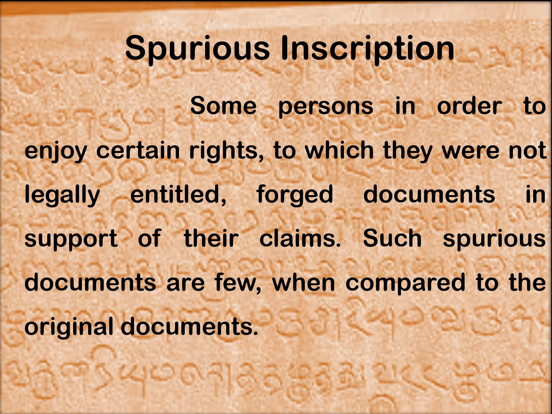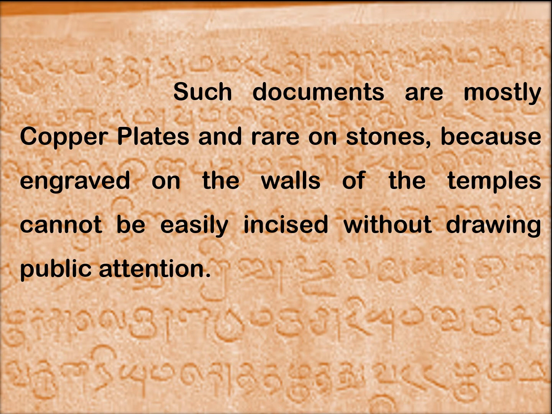Next kind is spurious inscription. Some people forged documents to support their claims in order to enjoy certain rights to which they were not legally entitled. When compared to the original documents, such forgeries are very rare, because such documents cannot be easily incised without drawing people's attention. They are mostly found on copper plates and are rare on stones.